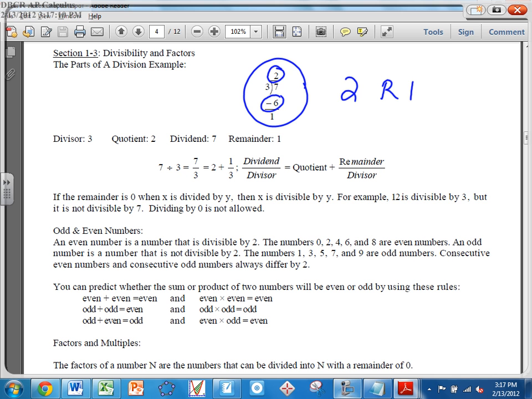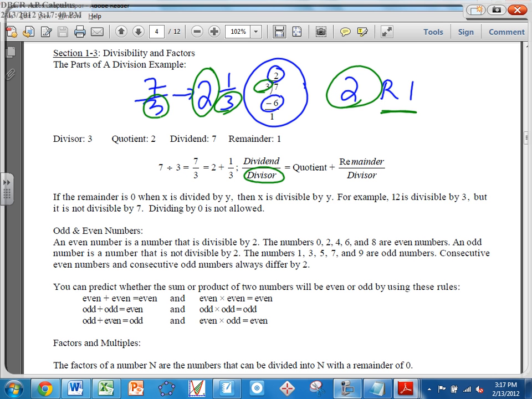If you take a look at the number 7 divided by 3, you could also say 7/3 like this. And you could say that converts into a fraction. This goes in 2 times with a 1/3 remainder. Where do these numbers come from? The quotient, your answer, comes over here. The number that you're dividing by, or your divisor, which happens to be a 3 in this case, becomes the denominator of the mixed fraction. The remainder becomes the numerator.